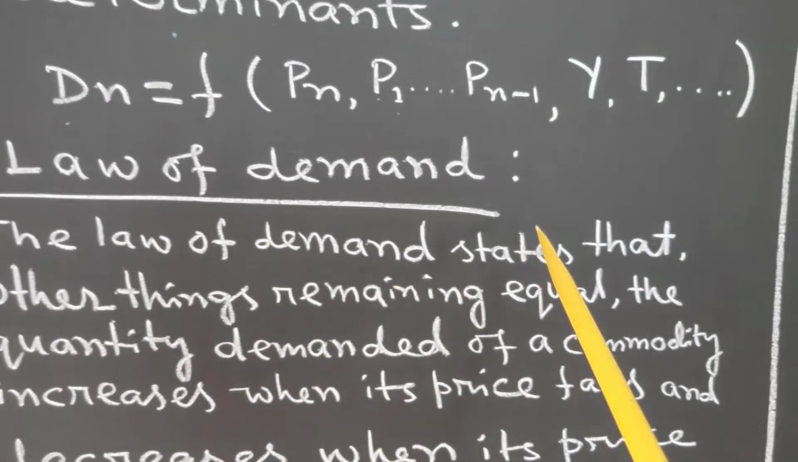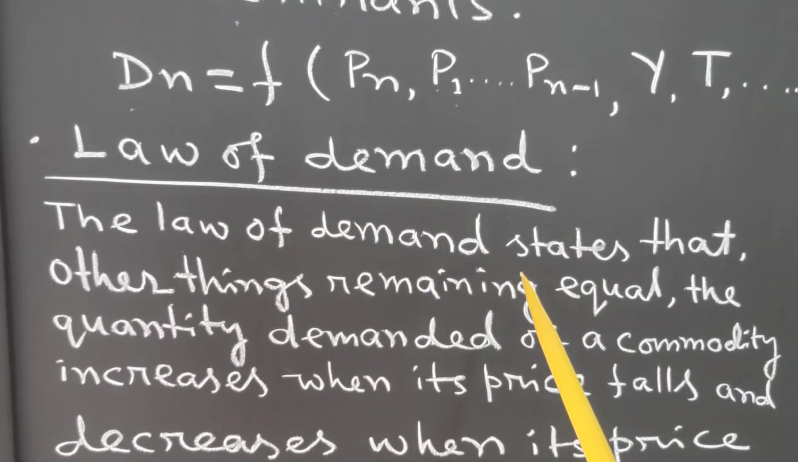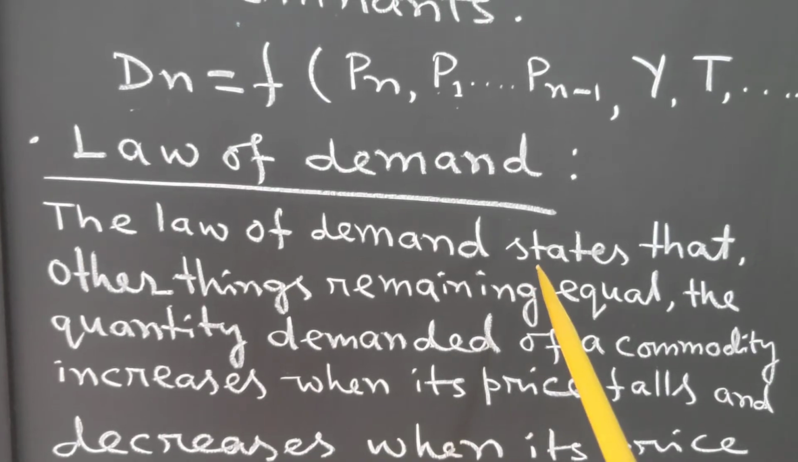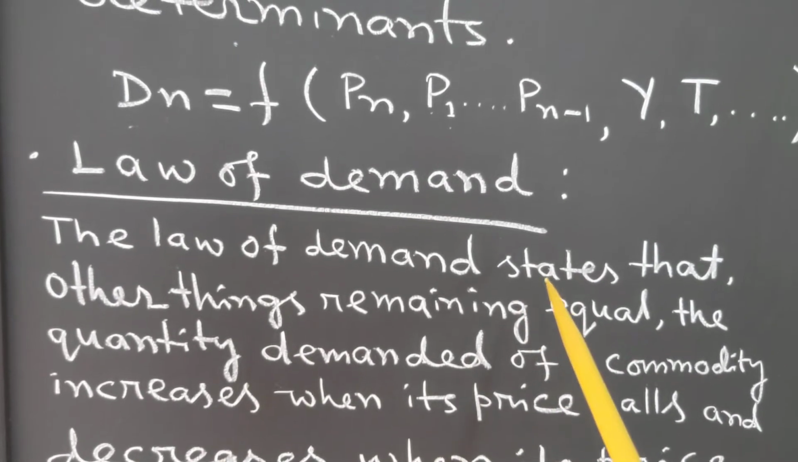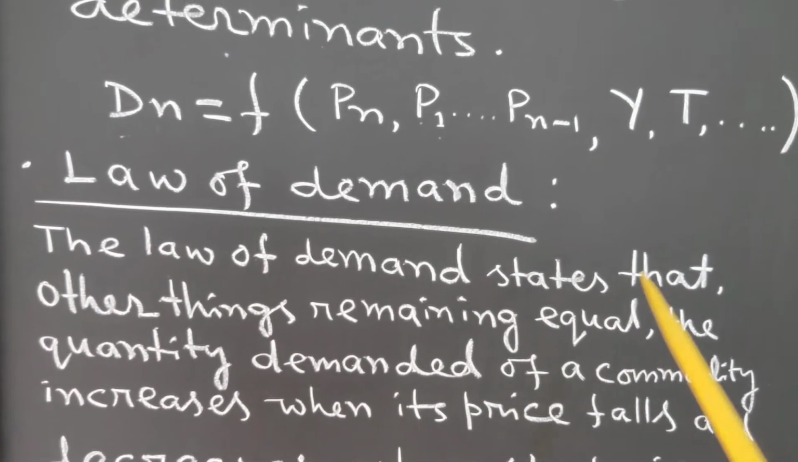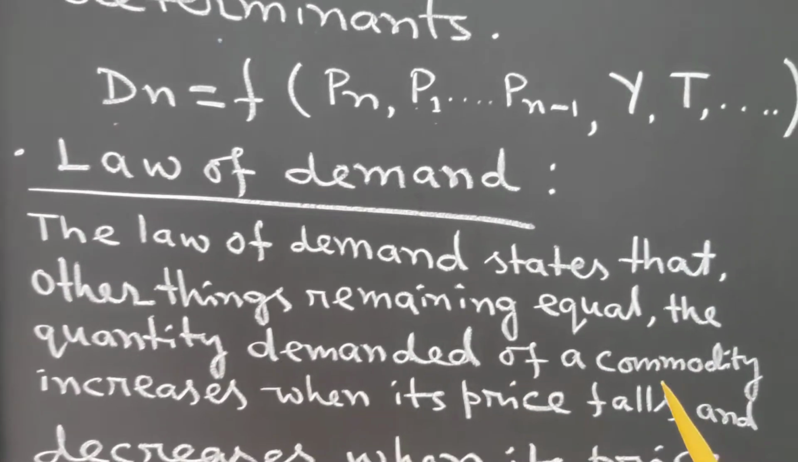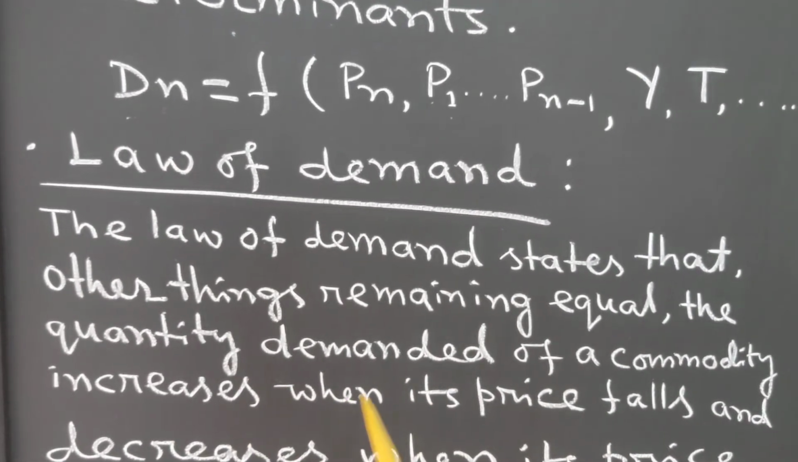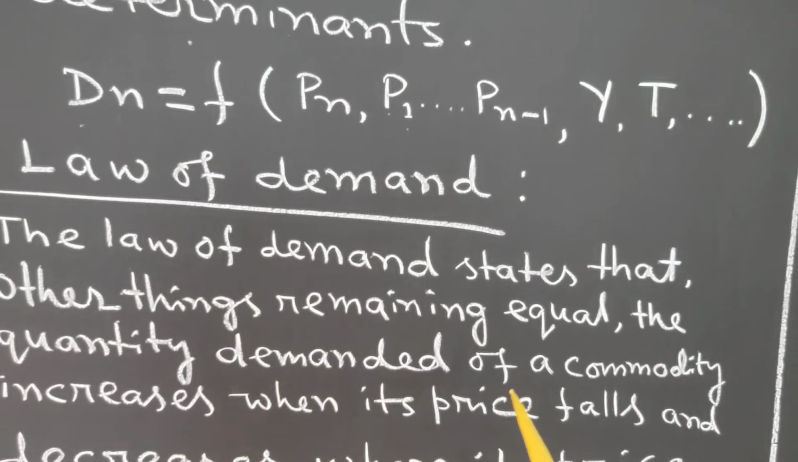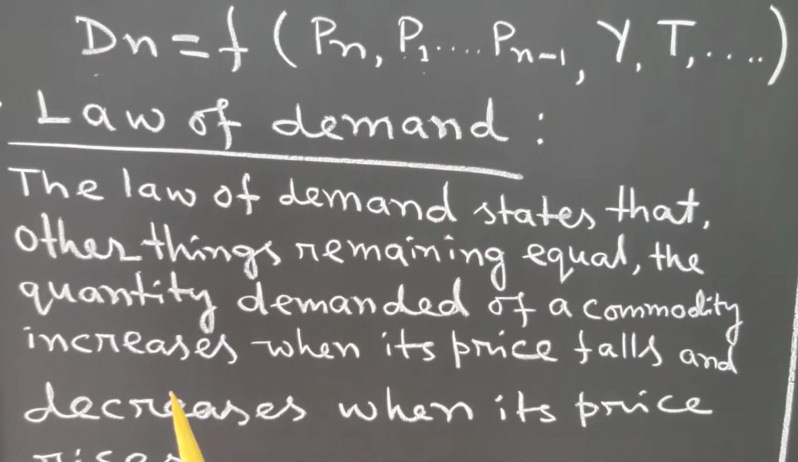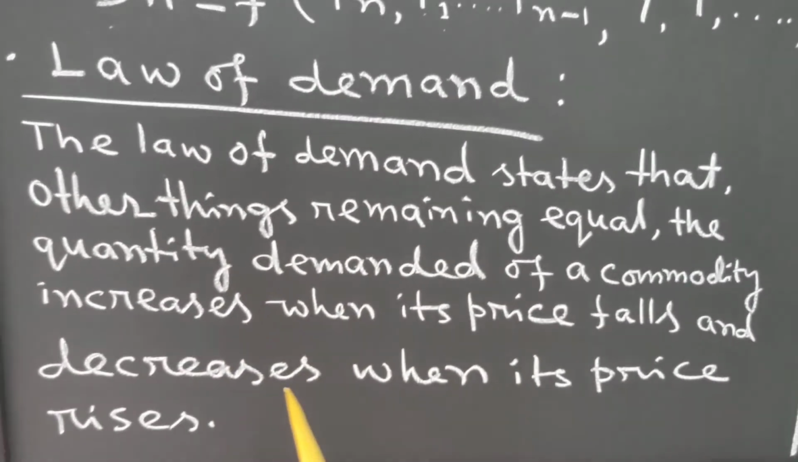Law of demand states that, other things remaining equal, that means other determinants equal, fixed, constant, that is the ceteris paribus assumption, the quantity demanded of a commodity increases when its price falls. That means an opposite relation. And decreases when its price rises.